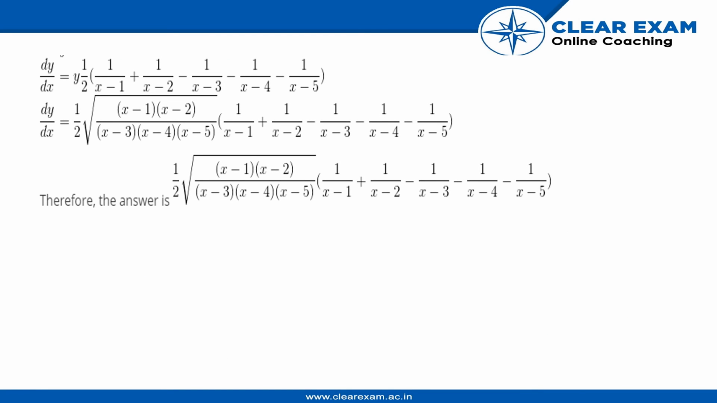Hence, by cross multiplication of y, we get dy by dx equals y by 2 into [1 by (x minus 1) plus 1 by (x minus 2) minus 1 by (x minus 3) minus 1 by (x minus 4) minus 1 by (x minus 5)]. Putting the value of y, we get dy by dx equals 1 by 2 under root of this whole y into [1 by (x minus 1) plus 1 by (x minus 2) minus 1 by (x minus 3) minus 1 by (x minus 4) minus 1 by (x minus 5)], which is the final answer.